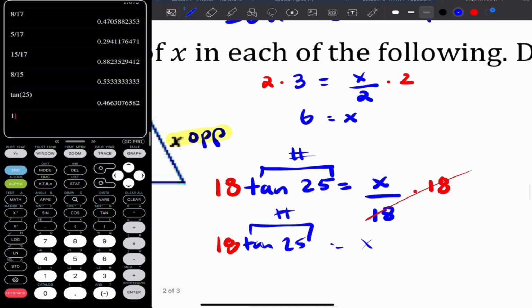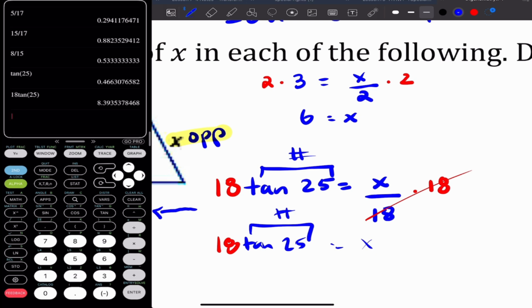So I'm going to write 18 times tangent. This is where you've got to figure out where the tangent button is on your calculator. I'm going to try my best and draw a little arrow pointing to my calculator. Tangent is right there, if you can find it. You're going to press the tangent button and input your angle of reference, which is 25.